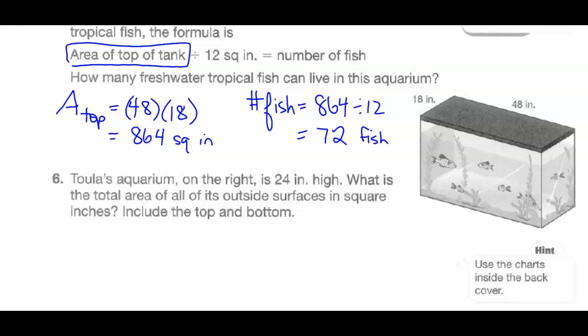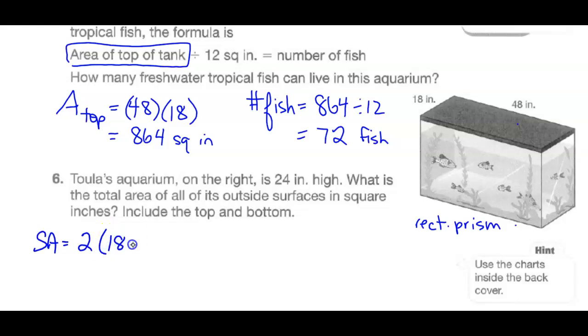And then it says Tula's aquarium on the right is 24 inches high. What is the total area of all of its outside surfaces in square inches? Include the top and the bottom. So that's what we're getting into in this unit, is calculating the surface area. So this is a rectangular prism. And so the front and the back are the same rectangle, the left and the right are the same rectangle, and the top and the bottom are the same. So really the surface area will be 2 times, let's start with the top and the bottom.